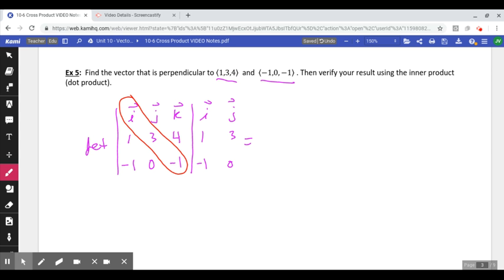So the first one's going to be i times 3 times negative 1, which is negative 3i. We'll then circle the next group, which is j times 4 times negative 1, or negative 4j. And then we'll continue with the last one here, which is going to be k times 1 times 0, which is 0k.